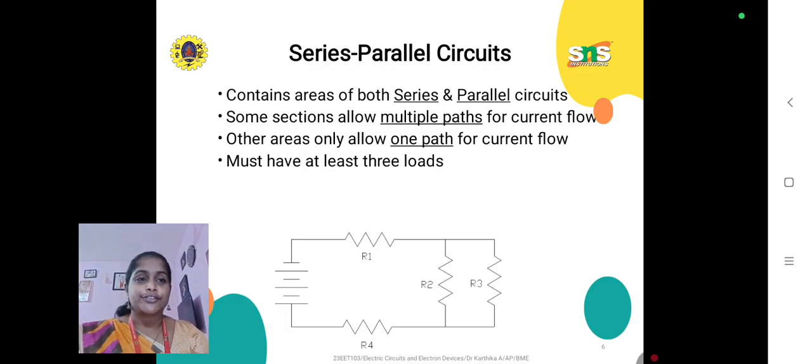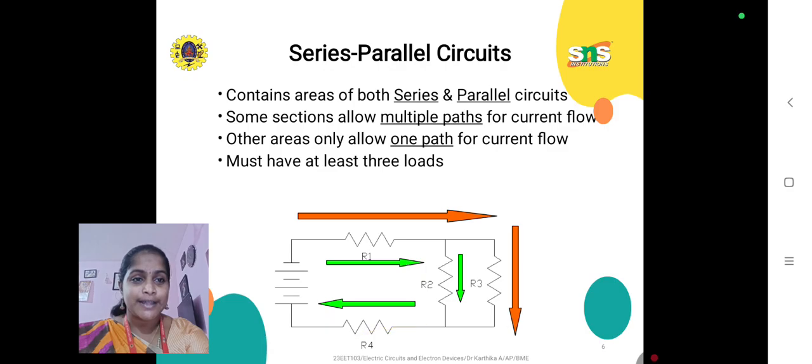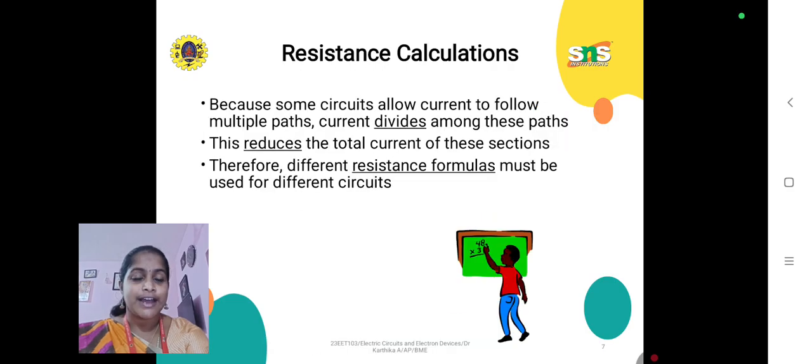Next one is series parallel circuits. It contains areas of both series and parallel circuits. Some sections allow multiple paths for current flow, and other areas only allow one path for current flow. But it must have at least three loads to make a series parallel circuit. See the diagram: voltage source, R1, R2, R3 and R4. See the current flow. The first one is series and the second one is parallel.